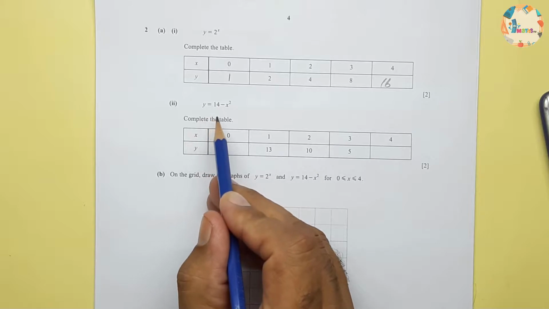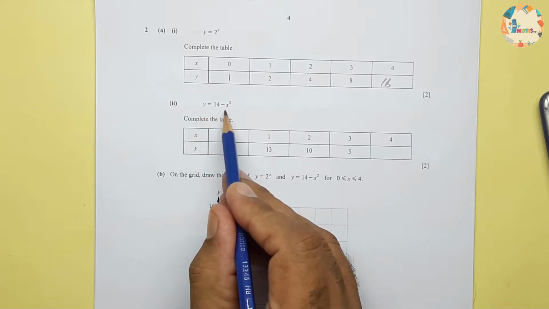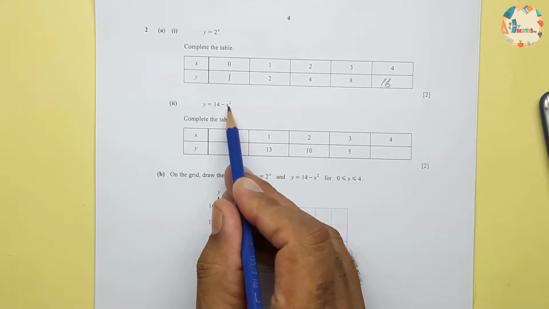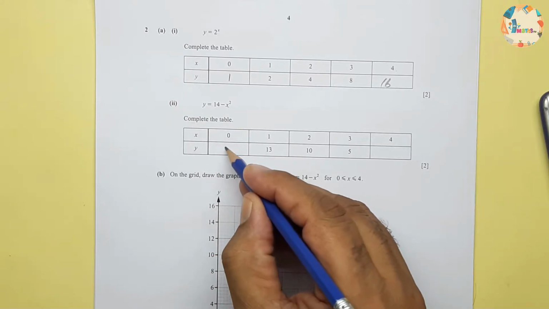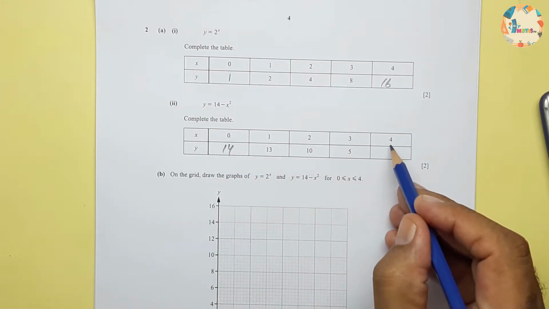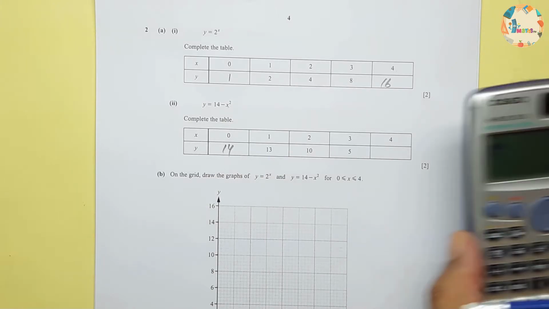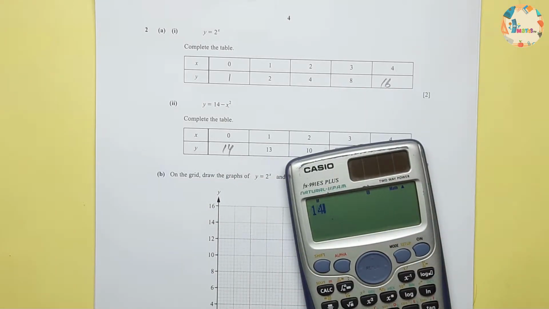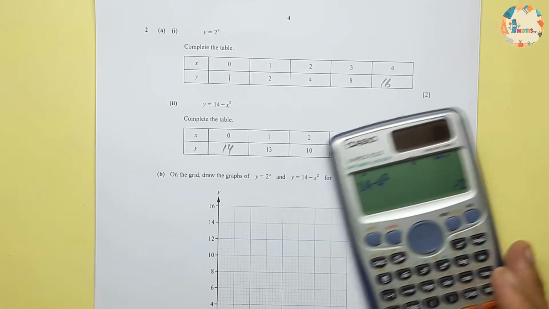And similarly, we have to complete this table as well. y is equal to 14 minus x squared. So if we replace x with 0, we'll get 14. So this value will be 14, and if we replace x by 4, so 14 minus 4 raised to the power 2, or 4 squared, this will be equal to minus 2.